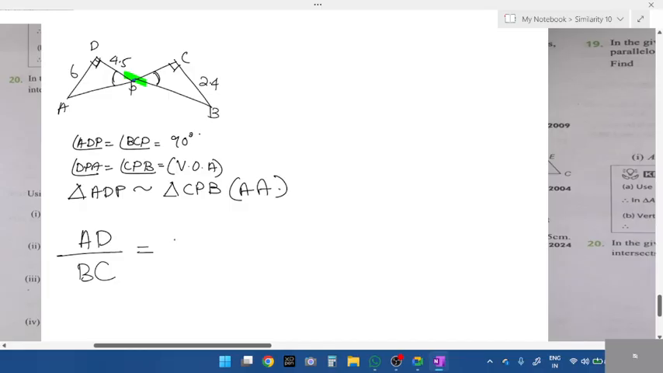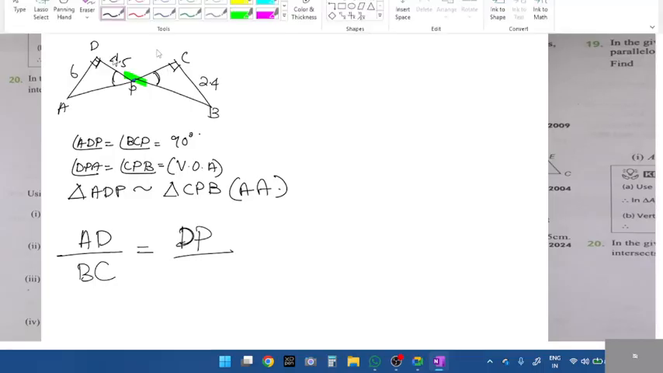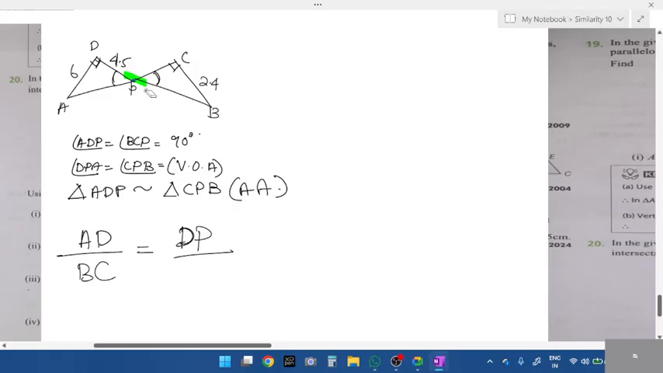Naomi, what did you say? You don't have 4.5? Where is the 4.5 value given? Opposite to which angle? Opposite to where DP is given. Let me write DP divided by. Which side do I have to take? PB or PC? Think and answer. Which side do I need to take?